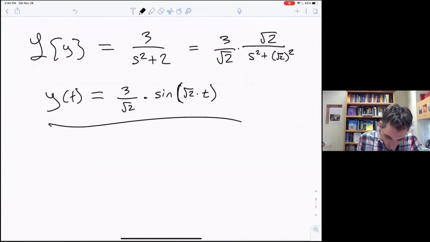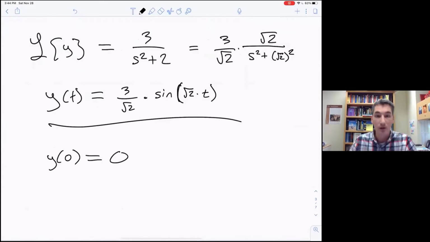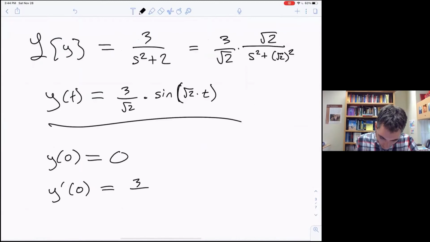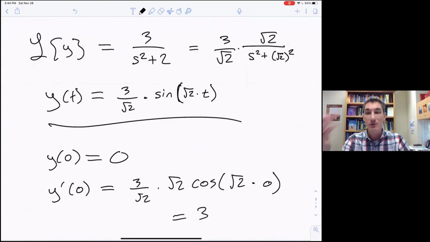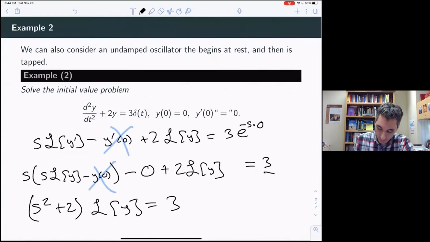Now, what you should notice is if I plug in y of 0, I do get 0 because sine of 0 is 0. y prime of 0 is going to be 3 over root 2 times root 2 cosine of root 2 times 0 if you take the derivative and plug in 0. But that will, of course, equal 3, which is the initial velocity, but I thought the initial velocity was 0. Well, it was and it wasn't because we tapped it with the hammer at t equals 0.